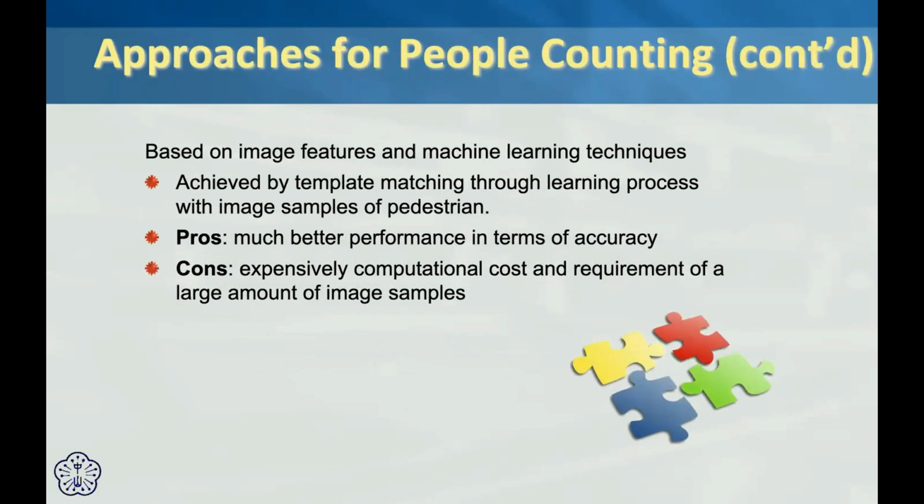And another approach for people counting is based on image features and machine learning technologies. So usually people counting is achieved by template matching through a learning process with a lot of image samples. And this approach has the advantage of much better performance in terms of accuracy. But at the same time, the drawback is that this approach usually has an expensive computational cost, and it usually requires a larger amount of image samples.